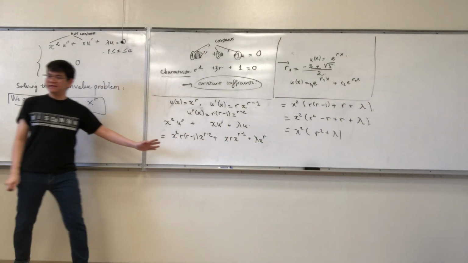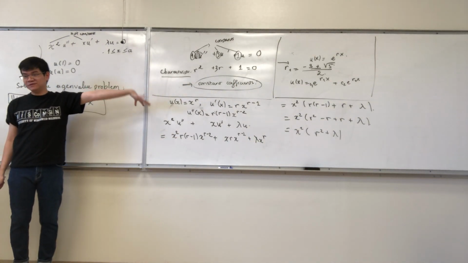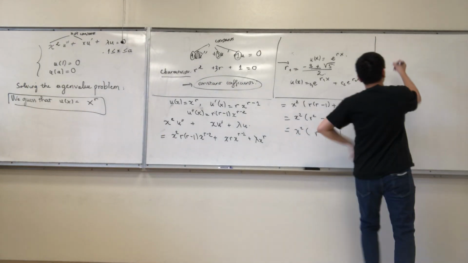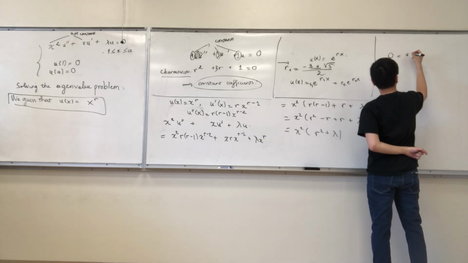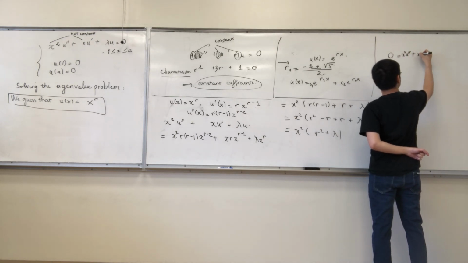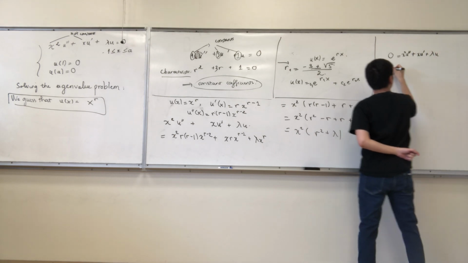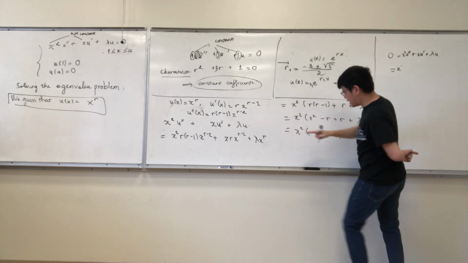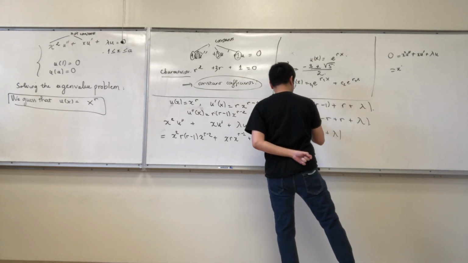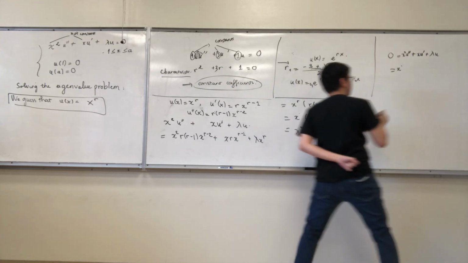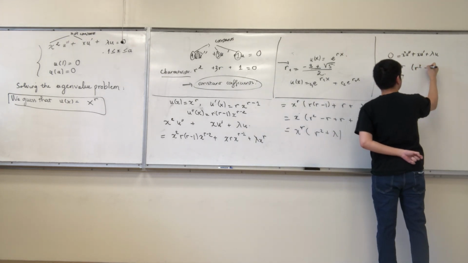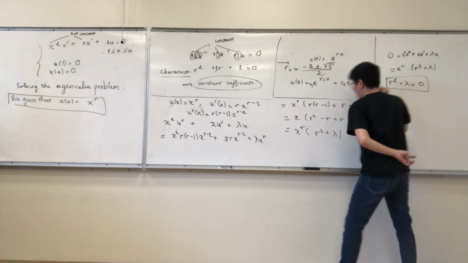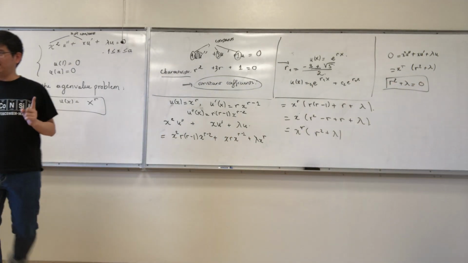Right? So in some sense, you still have a characteristic equation. Right? So you're going to set 0 to be x squared u second plus x u prime plus lambda u, and this is x to the r times r squared plus lambda, which means that r squared plus lambda is 0. So in some sense, you still have a characteristic equation. So let me explain again this point.